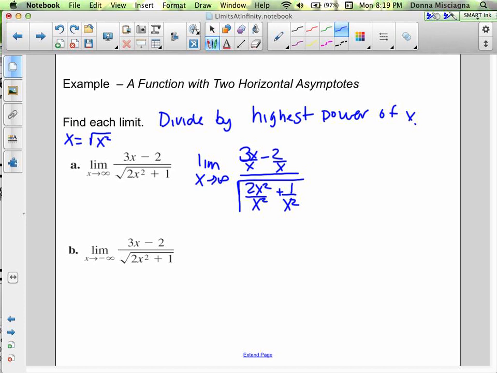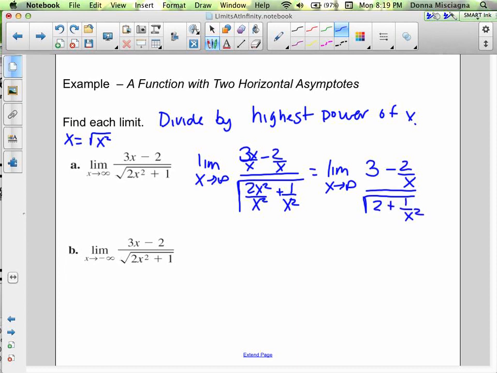Now we'll simplify. That's the limit as x approaches infinity. 3x over x is going to become 3. We have minus 2 over x, and we can't do anything with that. We can reduce our square root there, so the x squareds will cancel. We've got the square root of 2 plus 1 over x squared.